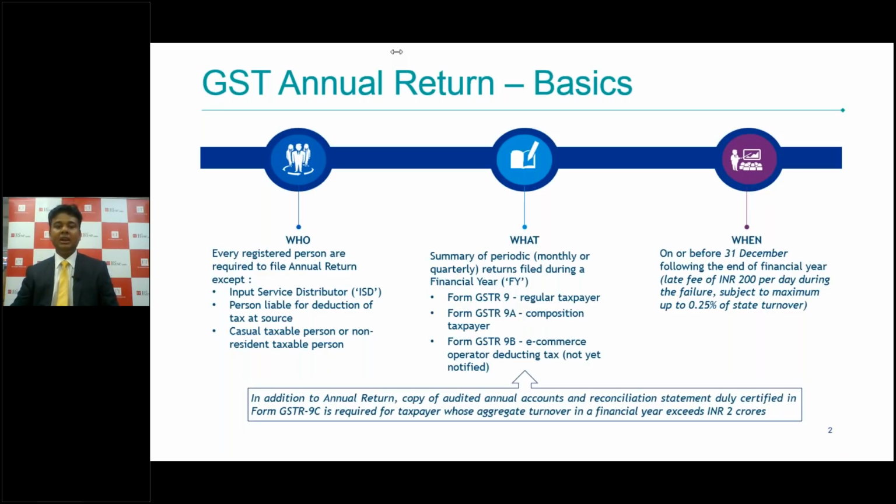The format got just released, and that needs to be filed only in a situation where your pan India turnover exceeds 2 crore. So let me repeat: everybody needs to file an annual return. The exceptions are very few. 9A for composition taxpayer, 9 for the regular taxpayer. What are you going to submit along with the annual return? The copy of audited annual accounts certified by your auditor, and also an audit report, which is often referred to as a reconciliation statement in the form 9C, only if your turnover exceeds 2 crore. If your turnover doesn't exceed 2 crore on a pan India basis, you don't need to worry about 9C. All that you need to file is audited accounts and GSTR 9 or 9A, as the case may be.